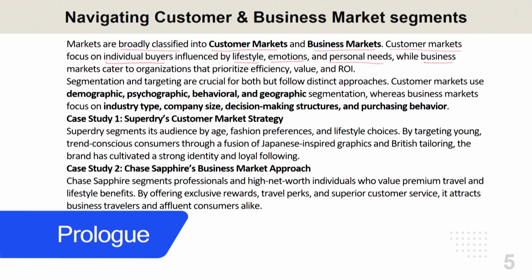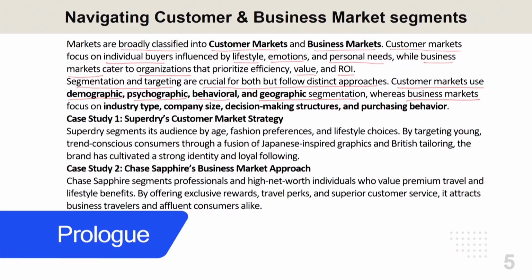And business markets, on the other hand, they cater to organizations. Organizations have a structure, they have a format, they have a certain kind of way of working, and typically they are more logic driven, they prioritize efficiency, they always seek value to be derived and are constantly keeping a keen eye out there on returns on investment, efficiency, effectiveness. So, hence, segmentation and targeting as processes are crucial for both, but follow distinct approaches when it comes to customer markets vis-a-vis business markets. Customer markets in this case use demographic, psychographic, behavioral, and geographic segmentation. We've discussed and covered some of these in the previous module.